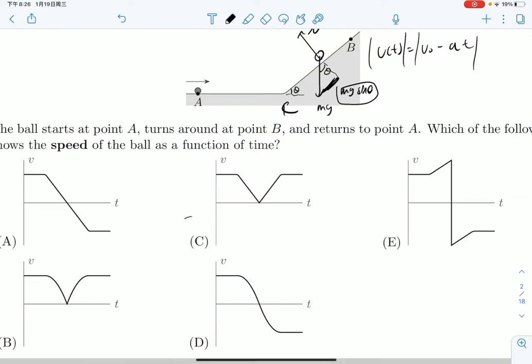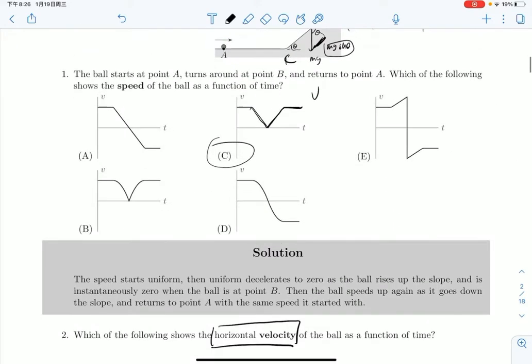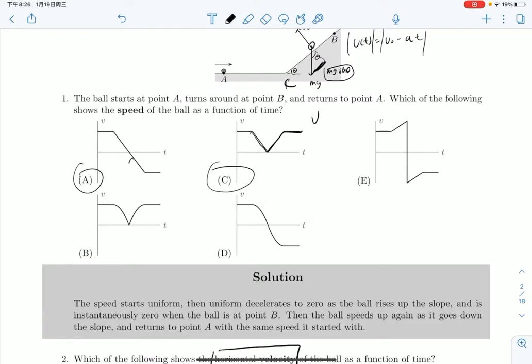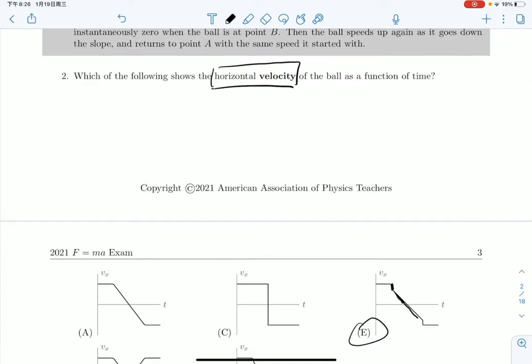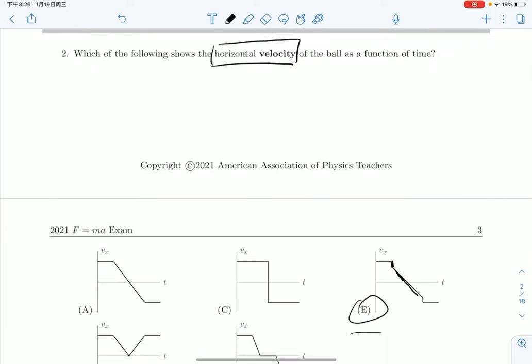So the answer for this one is C, because it is a straight line. When you take a look at A, the speed over here is negative, which is not possible, so it is not A. And for this case, it is not a straight line, so delete this one, and delete this one, and delete this one. And now, moving on to question 2, the answer for this one is E.